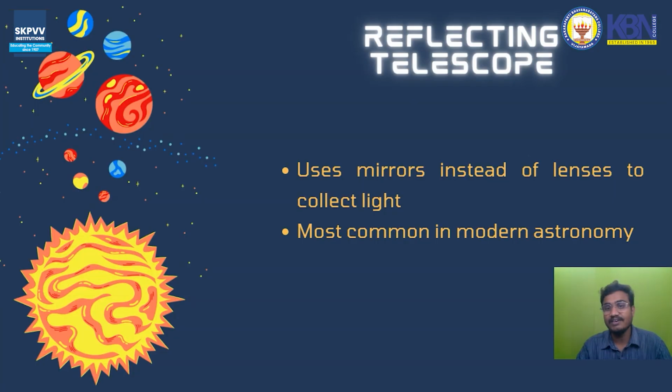Coming to the reflecting telescope, this is quite the opposite of refracting telescopes. In refracting telescopes, we use the phenomenon of refraction, but in reflecting telescopes, we use the phenomenon of reflection. Reflecting telescopes use mirrors instead of lenses to collect the light. In refracting we use lenses, but here we are using mirrors because they reflect the light. It is mostly used in modern astronomy.